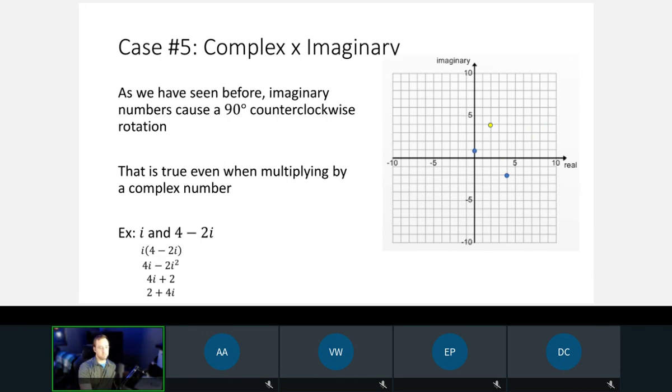Number 5. Complex times imaginary. As we have seen before, imaginary numbers cause a 90-degree counterclockwise rotation. This is also true even when multiplying by a complex number. So for example, we have i times 4 minus 2i. So imaginary times a complex number. There's the imaginary, there's the complex number. So this causes this to rotate 90 degrees counterclockwise.